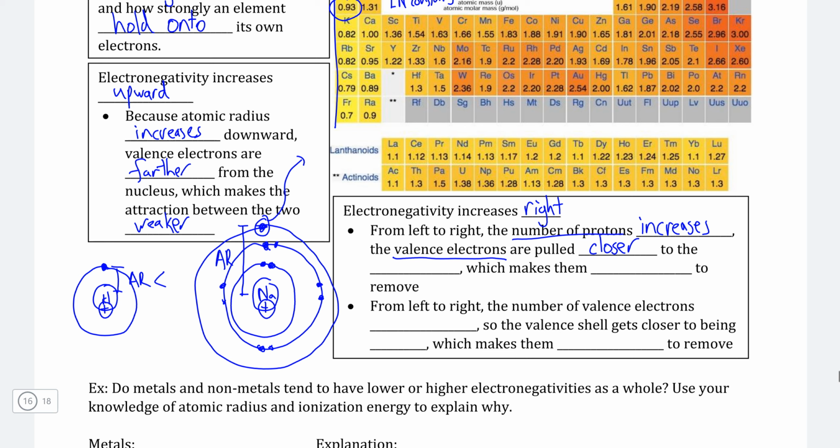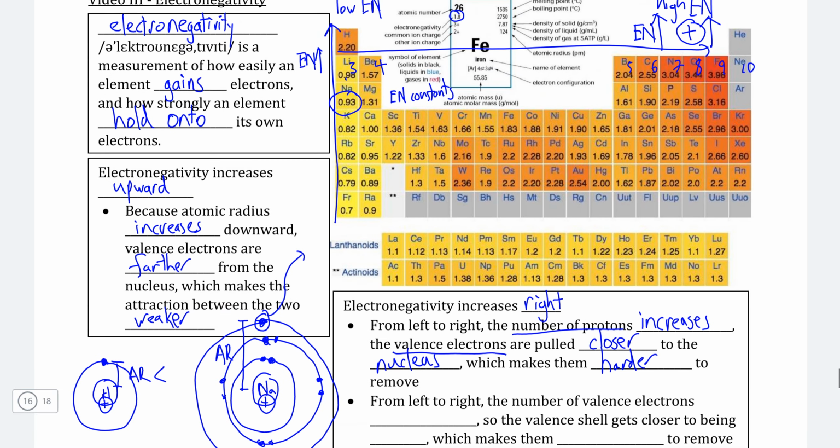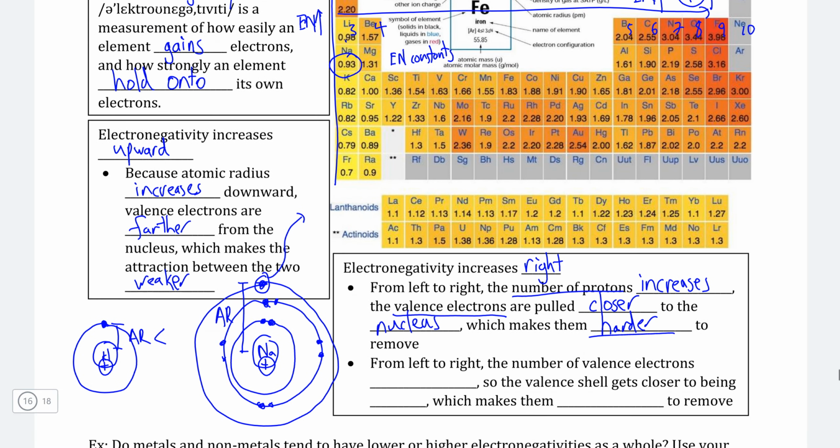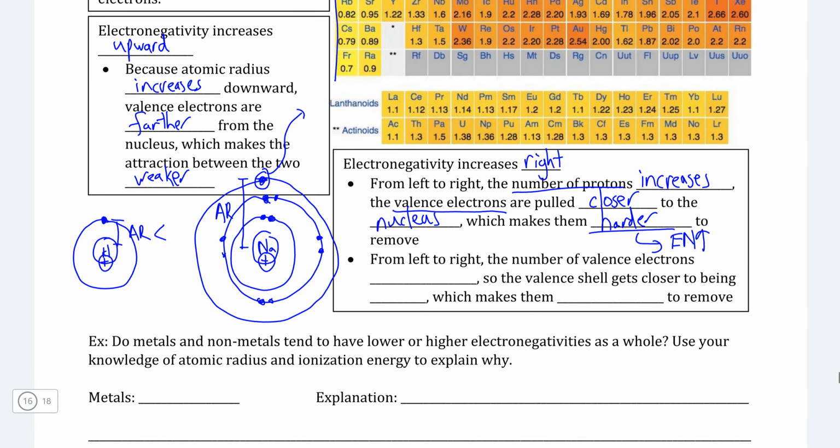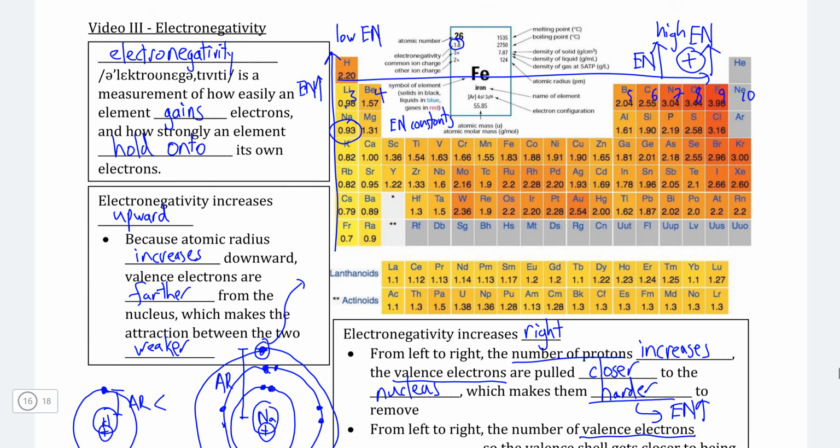And as valence electrons are pulled closer to the nucleus, this makes them harder to remove because the attraction between the nucleus and the valence electrons gets stronger. And if valence electrons are harder to remove, this corresponds with a higher electronegativity. But actually, the most obvious justification is by simply looking at the number of valence electrons. If we count the number of valence electrons just in the nonmetals, boron has 3, carbon has 4, nitrogen has 5, oxygen has 6, and fluorine has 7.